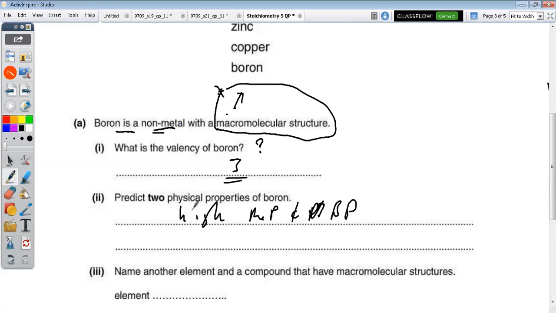Then because it's a non-metal, poor conductor of what? Of heat, yeah? Clear? Poor conductor of electricity.